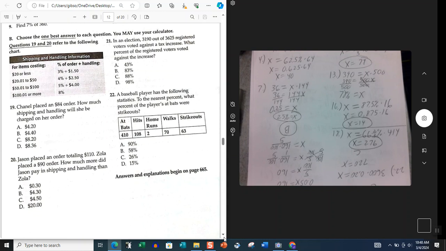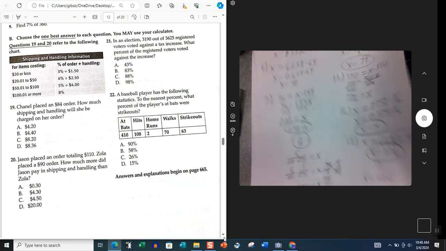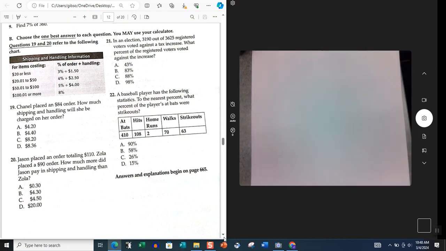Okay, now for the bottom here for problems, it says choose the one best answer to each question. You may use your calculator. So we can use calculators from 19 to 22. So let's start off with problem 19. It says questions 19 and 20 refer to the following chart. Chanel placed an $84 order. How much shipping and handling will she be charged on her order?